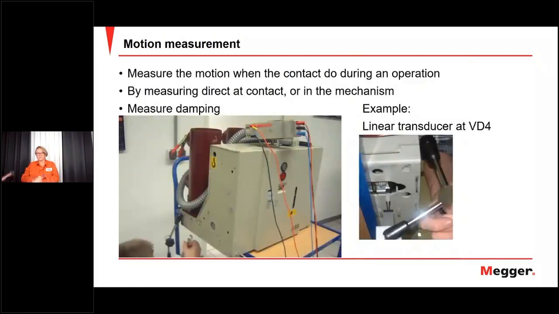Here we have the VD4 again, the breaker we looked at in the beginning. And again, we measure motion during the operation. And either you measure like here, where we connect directly at the pole underneath, or at a rotating point or linear point in the mechanism. And another important thing to measure is the damping.